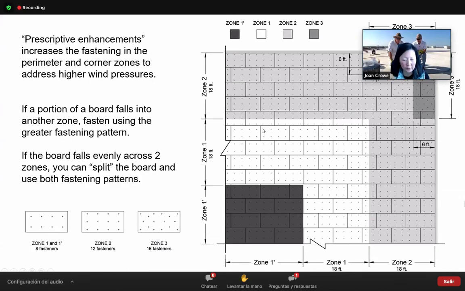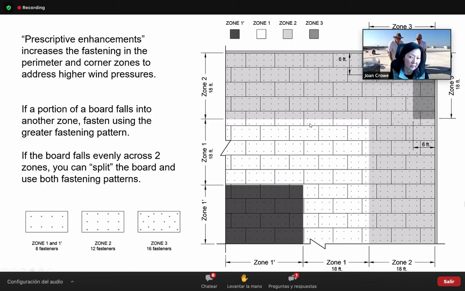So prescriptive enhancements are almost like a rule of thumb. We're prescribing a way to increase the fasteners without having to do more intensive calculations to determine how many fasteners in the perimeters and corners. And as Wally mentioned, if a board crosses the borderline of the L, you have the option to either just fasten to the higher number of fasteners, or if the board conveniently splits in half, you can do one half one way and the other half the other way.